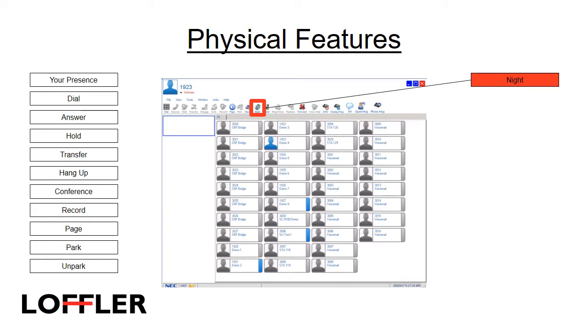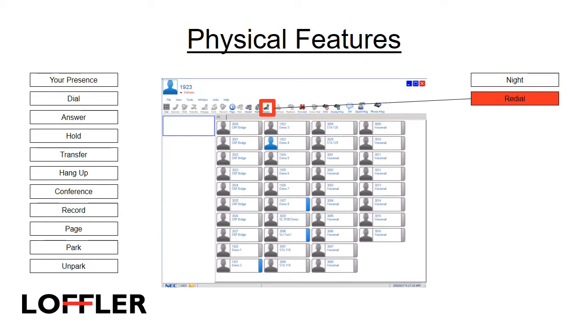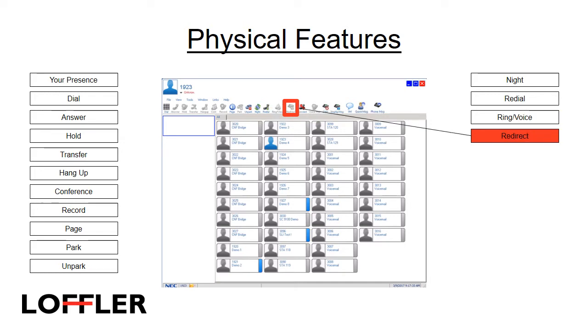To force the system into a different mode, select Night. Click Redial to dial the number that you last called. To intercom someone, click the Ring Voice icon. When you have an incoming call, you can click the redirect icon and send that call to another person. To forward your calls, click the forward icon and select where you would like the calls to go.